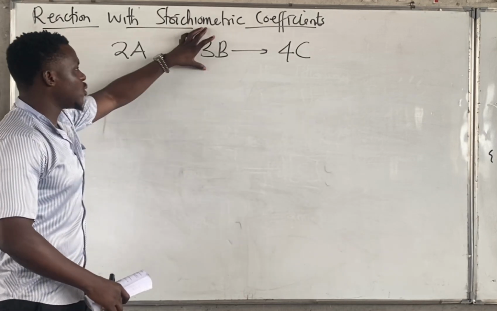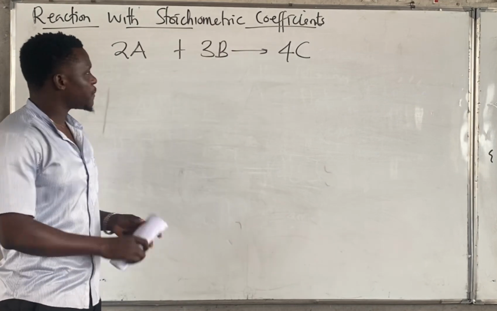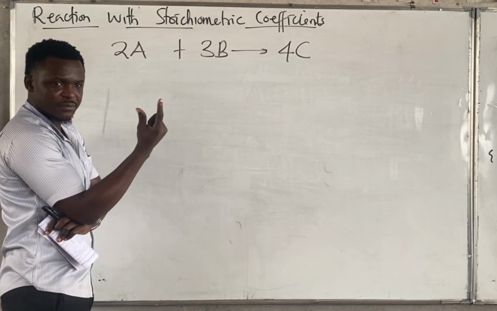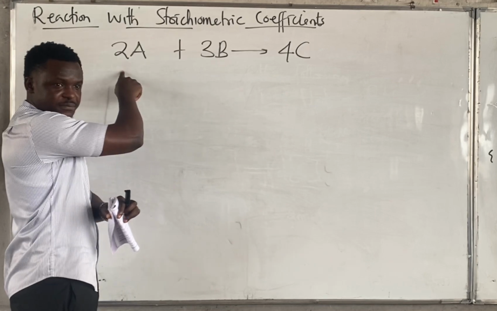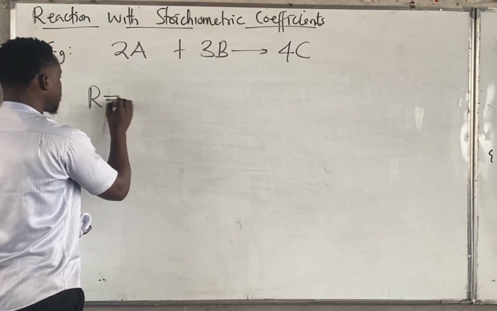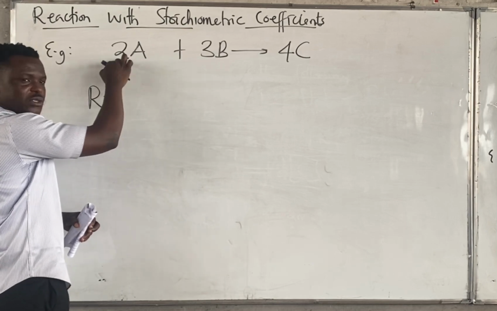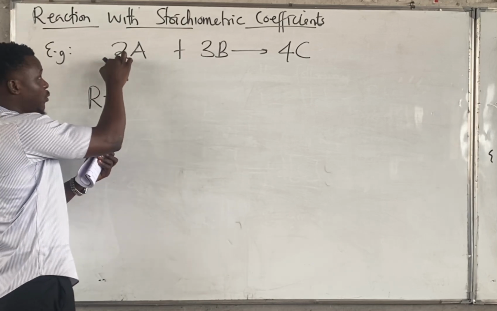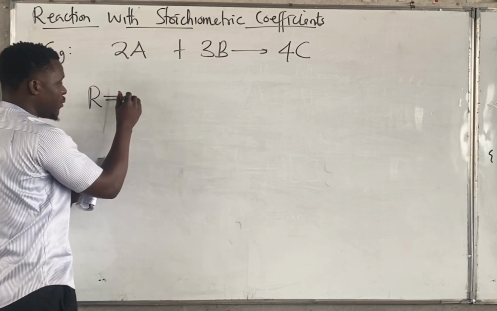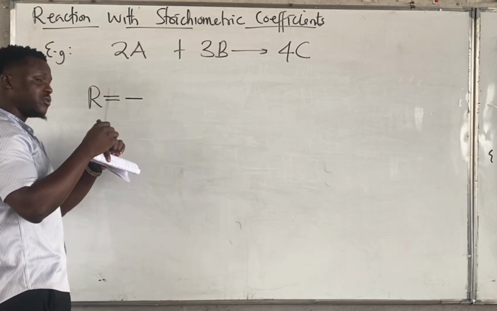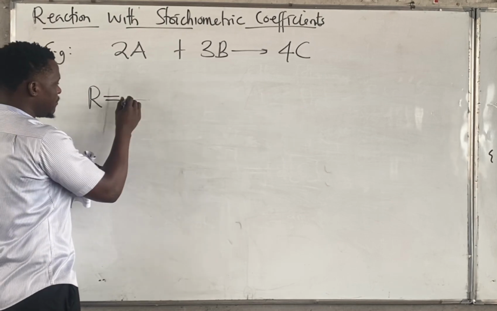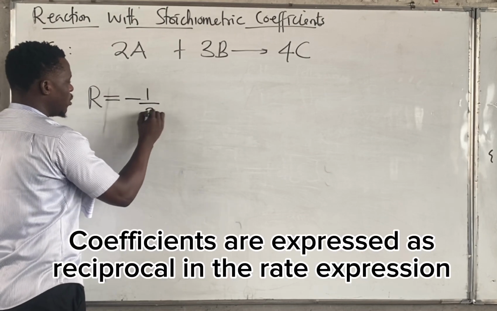Now, anytime you want to write a rate expression for this, anywhere you have a coefficient, it is always taken as a reciprocal. That is 1 all over the coefficient. Meaning that if you want to write the rate of this reaction, this is going to be R equals to, for the first one, this A has a stoichiometric coefficient, right? The reciprocal of 2 is 1 over 2. And since A is on the reactant side, I'll start with minus, because anytime you're writing the rate of reaction involving a reactant, you start with minus. So this is minus 1 over 2.